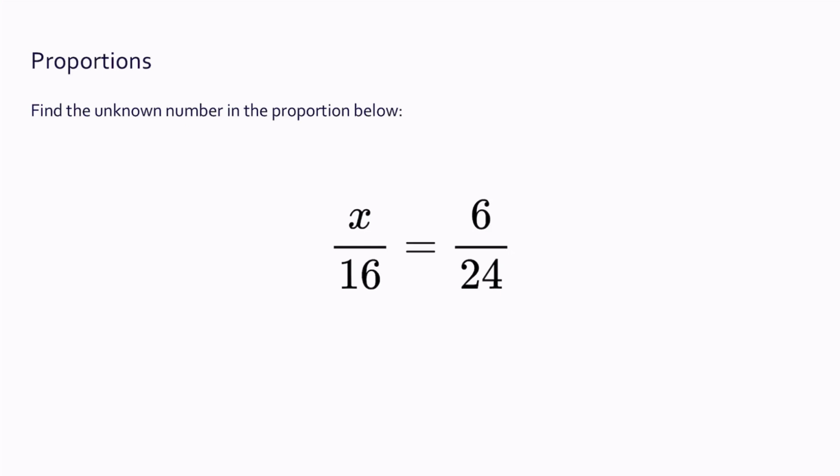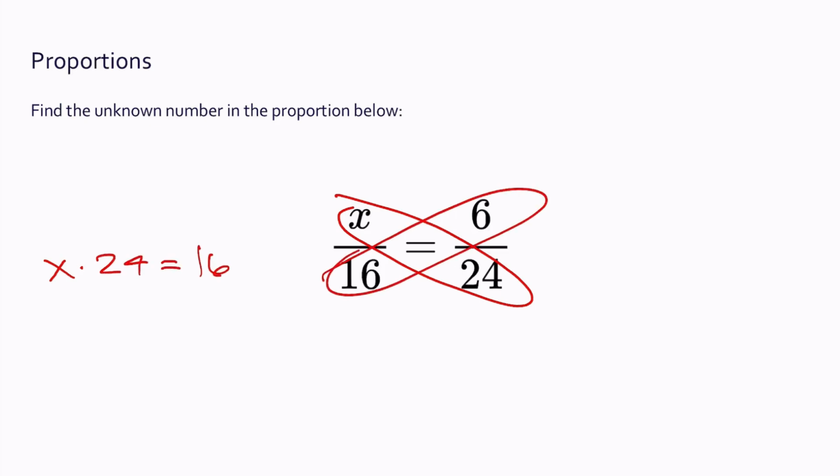Pause this video and give this one a shot. All right, so I'm cross multiplying here. I have x times 24 equals 16 times 6. So I have 24x equals 96. And now to get rid of this 24, I'm going to divide both sides by 24. So that I have x equals 4.